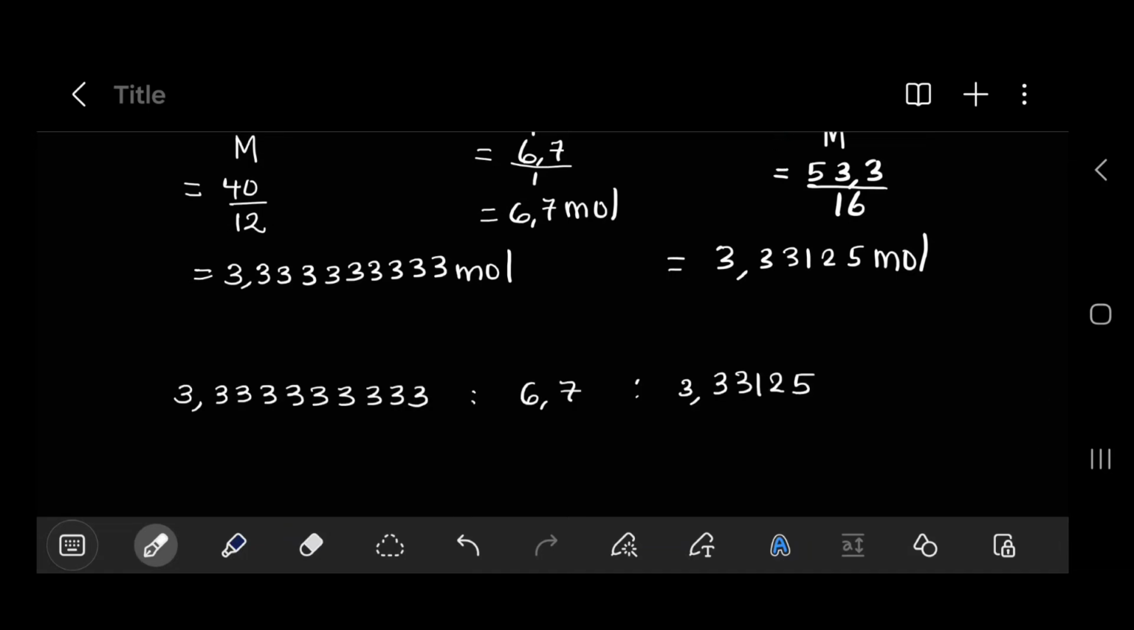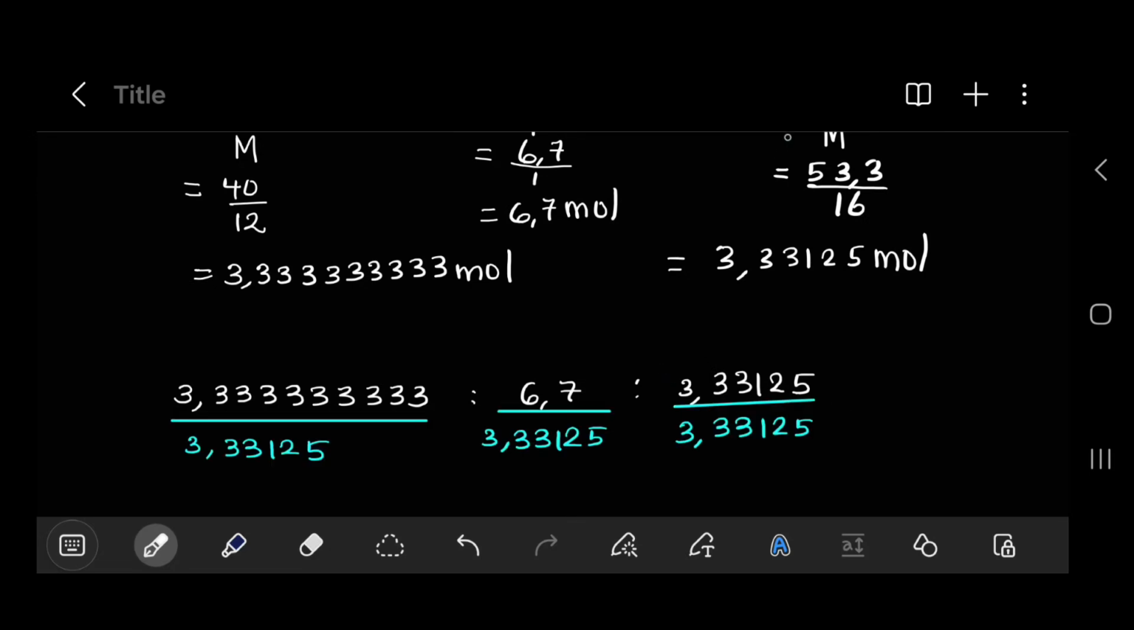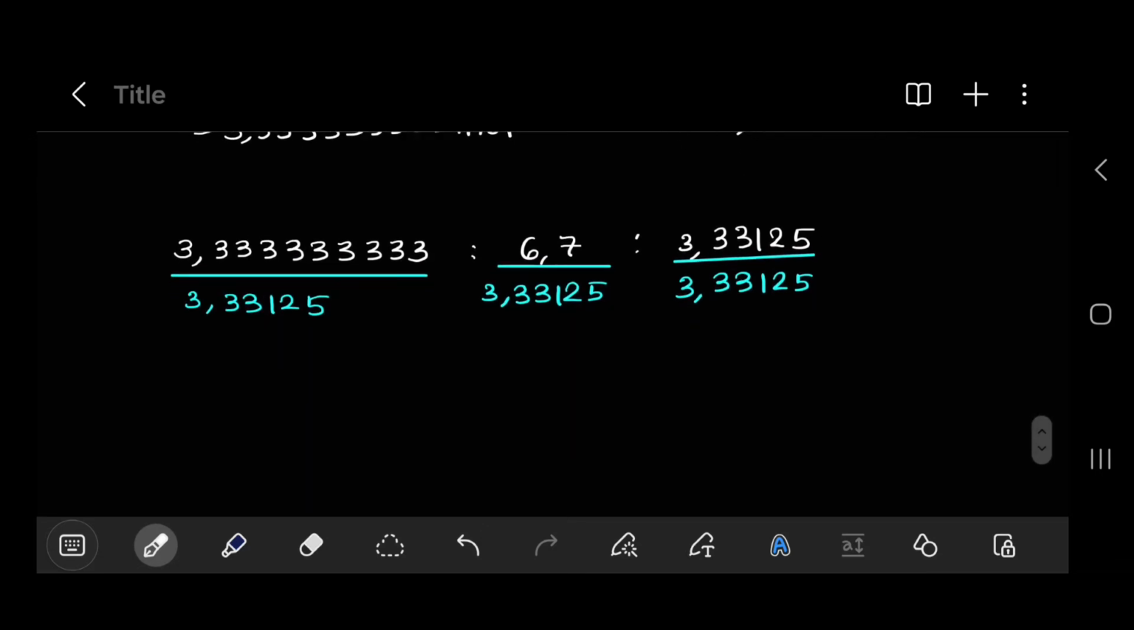Once we have the number of moles, we're now going to create a molar ratio with all of these. Now, the whole purpose of your molar ratio is so that you can simplify these to whole numbers. To do that, we are going to divide throughout by the smallest number, and the smallest number here is 3.33125. There we go. Now let's simplify. So the first part gives us 1. In the middle, we have 2, and on the right, we have 1.